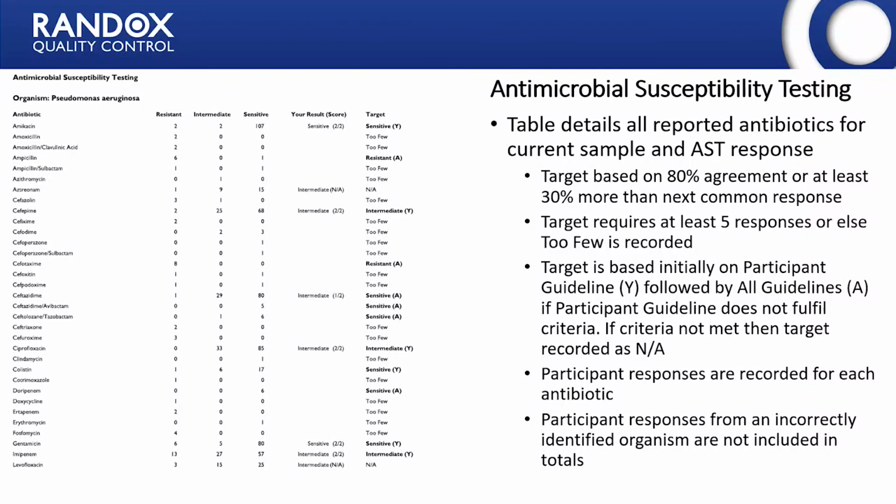Okay. So we do have this in brackets, which is a Y and an A. If the target is based initially on the participant's guideline, you'll have a Y for your guideline, followed by all guidelines. So if there is not an agreement for the participant's own guideline, we will move up to all guidelines. So here we see against the target whether this Y, for example, so this target of sensitive is based on their guideline, whereas we do have a few where there was insufficient information, so it's gone up to all guidelines.